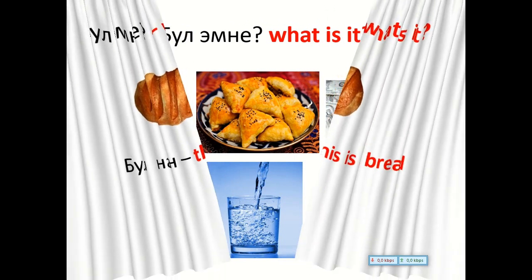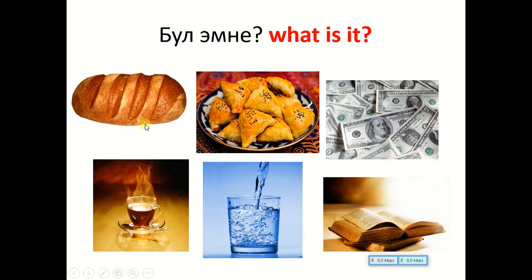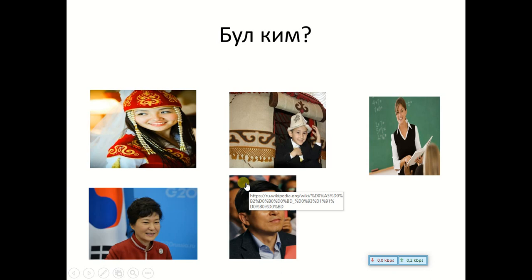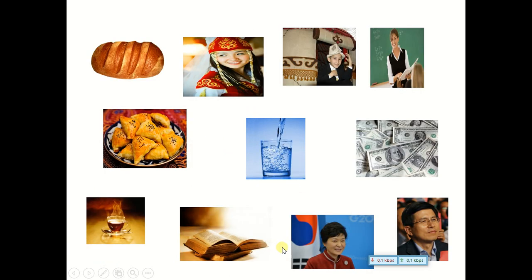Bu emne. What is it? Bu nan. Bu samsı. Bu akça. Bu çay. Bu su. Bu kitap. Bu kim? Bu muğalim. Bu kim? Bu kız. Bu bala. Bu muğalim. Bu Ece. Bu ağay.